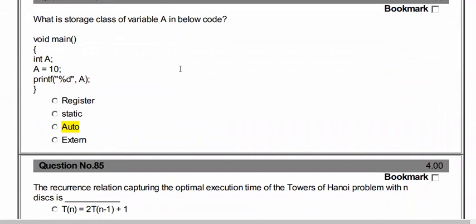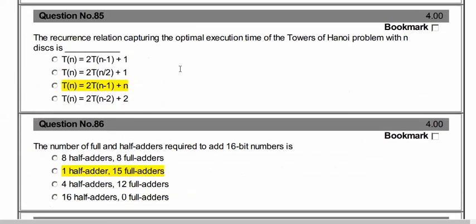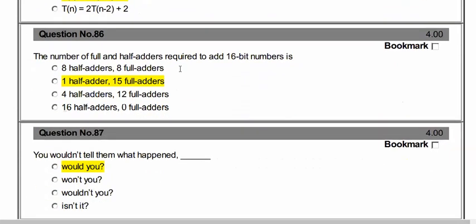What is storage class of variable A in the below code? Void main, A is equal to 10, printf %d A. Option C is right, auto. The A is an auto variable. The recurrence relation capturing the optimal execution time of the Towers of Hanoi problem with n disks is dash. Option C is right, T of n is equal to 2T of n minus 1 plus 1.